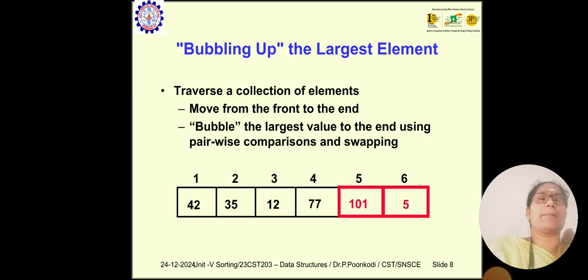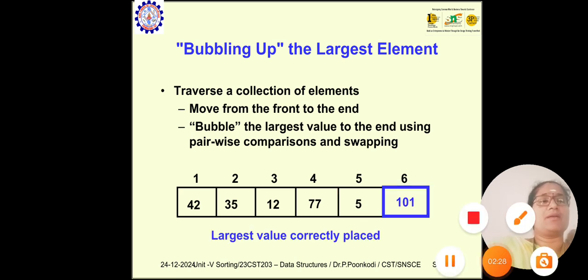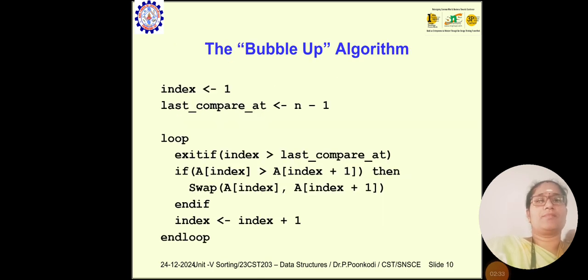Next we do a comparison of 101 and 5. 5 is smallest, so we have to perform the swap. Now 101 has moved to the end of the list. So the largest element is ordered in the last position. For that we will use this algorithm.